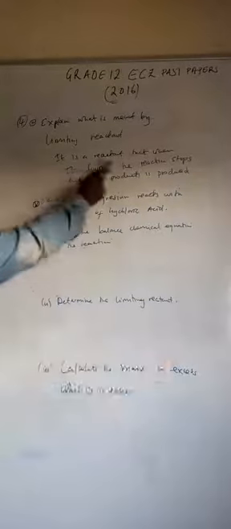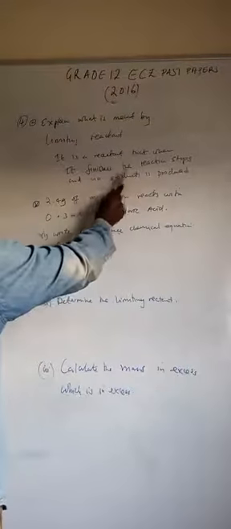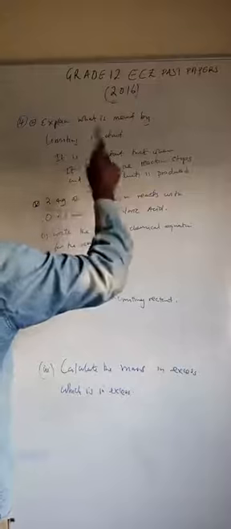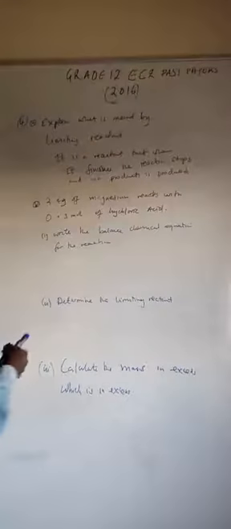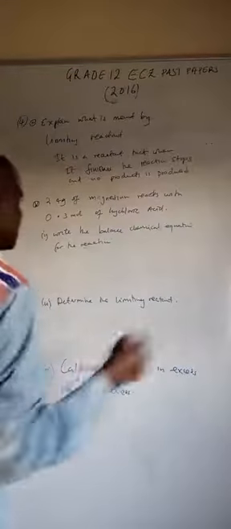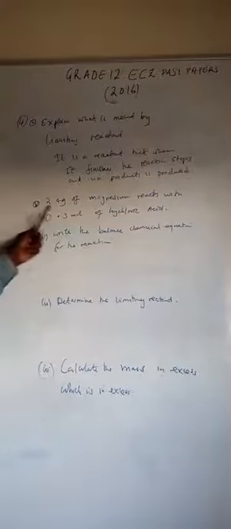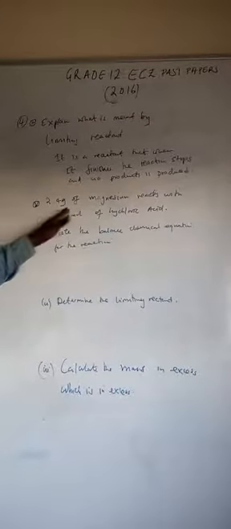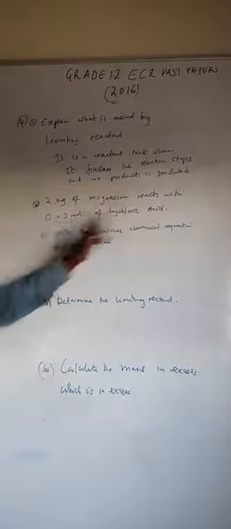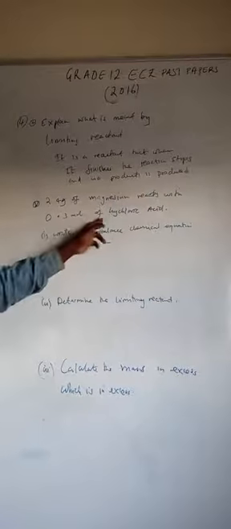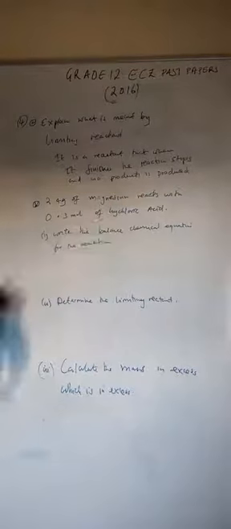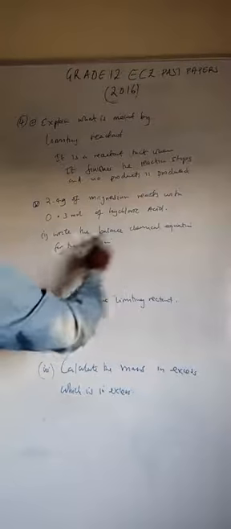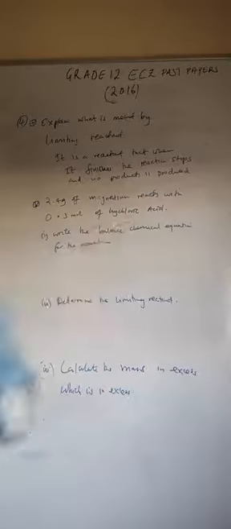So it is a reactant; when it finishes, the reaction stops and no more products are produced. It finishes first in a chemical reaction. Okay, now we come here. 2.4 grams of magnesium reacts with 0.3 moles of hydrochloric acid. Write the balanced chemical equation for the reaction.